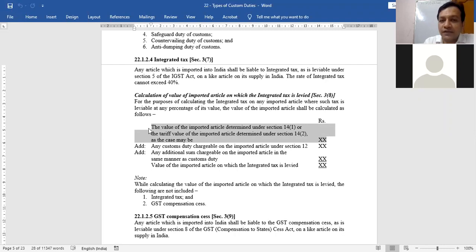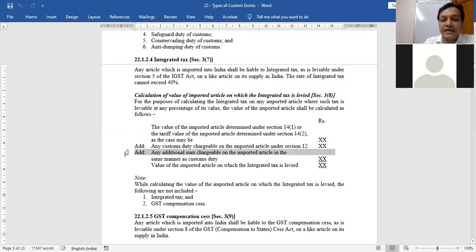For your example, this value is given, which is 2 lakh. So you ignore this line. You must only remember that this is the value, which is 2 lakh in my case. Add any custom duty chargeable on the imported article under section 12. Do you remember section 12? This is section 12 of the Custom Act. So under section 12 of the Custom Act, what is written? That go to the Custom Tariff Act. So all the duties which are charged under the Custom Tariff Act, add them.